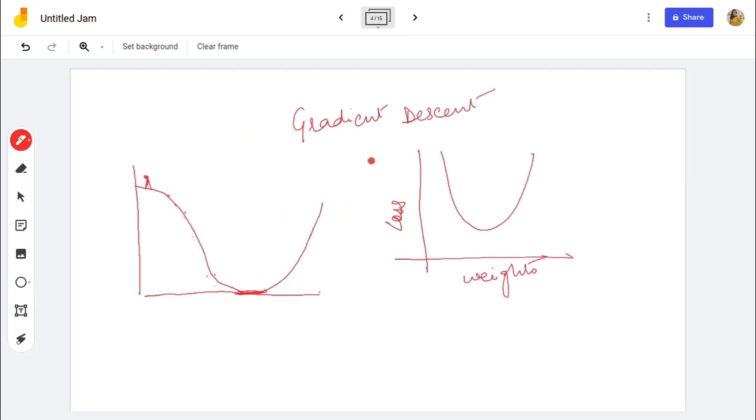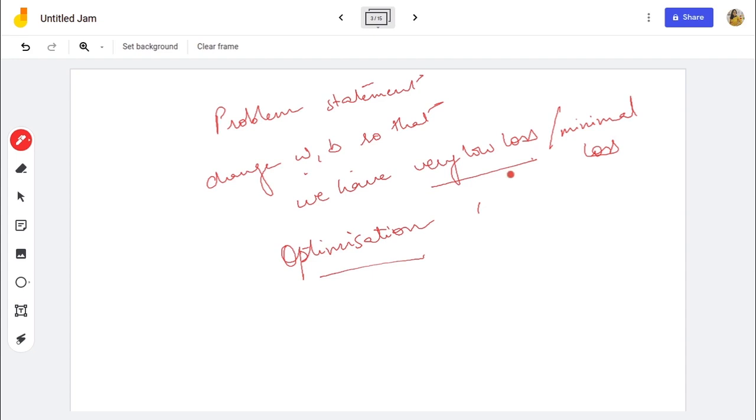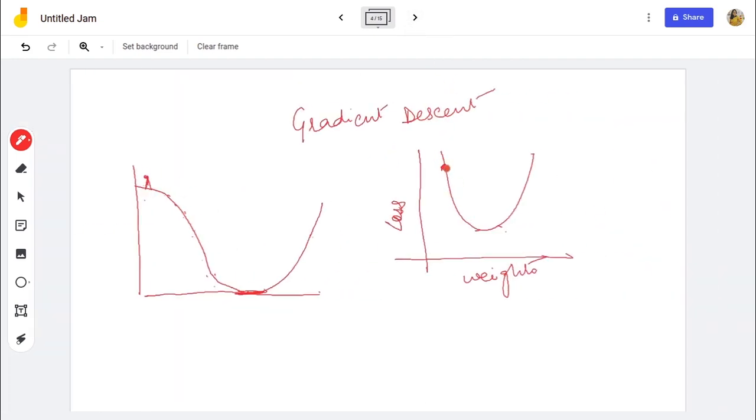Hence, since all of this has been randomly initialized, you are going to get a very random loss. Let's say here you have the loss. As in this problem statement you were here, in the same way you have a loss here. You have to reach the minimum loss. This is our problem statement, minimum loss. So, to reach the minimum loss, you have to slowly descend downwards.